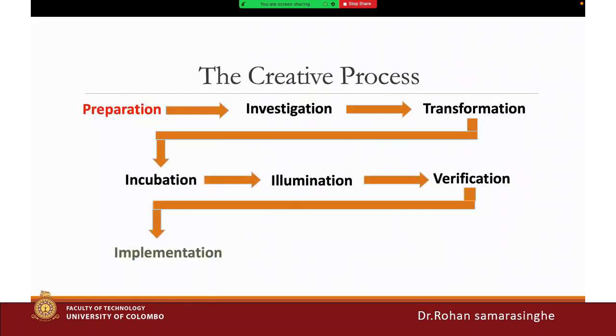When you consider the creative process, you can find 7 steps. Preparation: you have to have a big idea and investigate it. So simply, I take one idea: how to monitor the quarantine patient. That is one idea. Investigate the different ways that we can do it, and transform the idea. And then incubation, illumination, and finally verification and implementation.